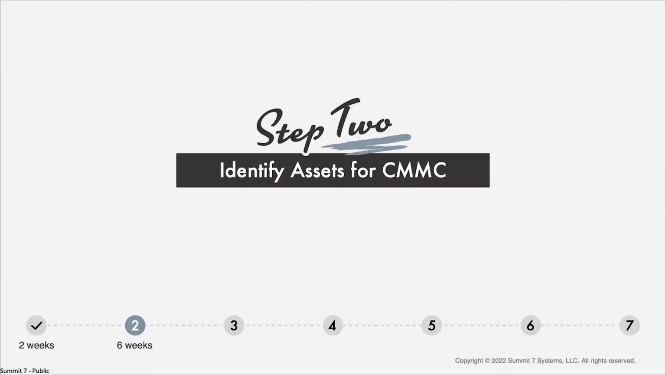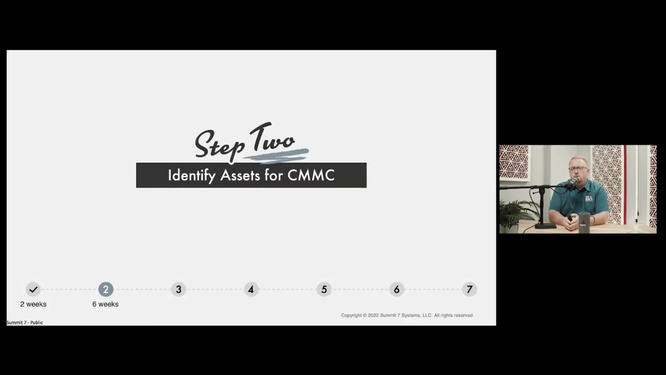Step two. So step two takes right at about 6 weeks. And this can be a very difficult but incredibly important step to take because we need to identify the assets that we have for CMMC. So we're going to walk through asset type by asset type and give examples of what those actually look like.